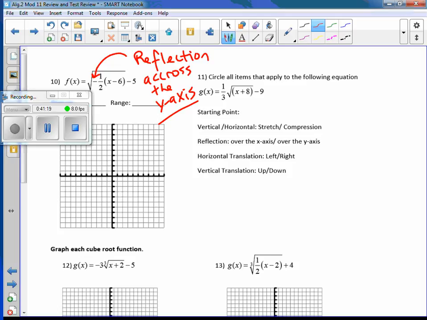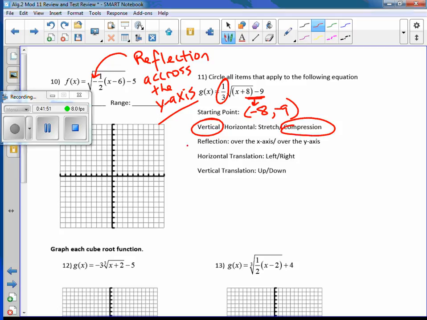All right, so let's go ahead and try something else. So number 11, it says circle all the items that apply to the following equation. So the starting point, which is going to come from this, that's right here, is negative 8, negative 9. All right, what does it have? A vertical, horizontal, stretch, or compression? Well, first of all, this value is outside the square root, so that's going to be vertical something. Now, since it's 1/3, and that's between 0 and 1, that's going to be a compression. So that's a vertical compression.